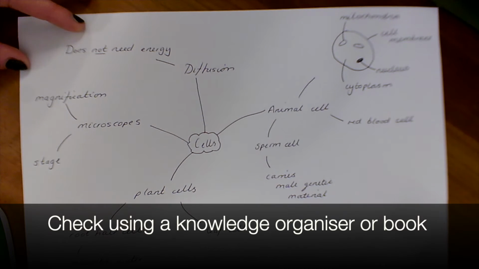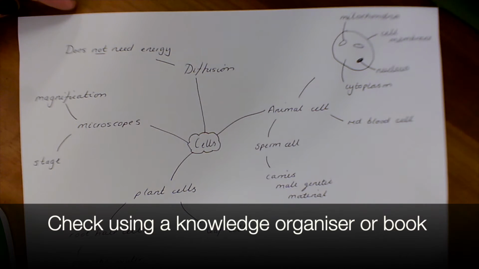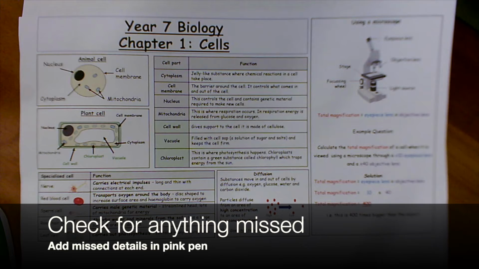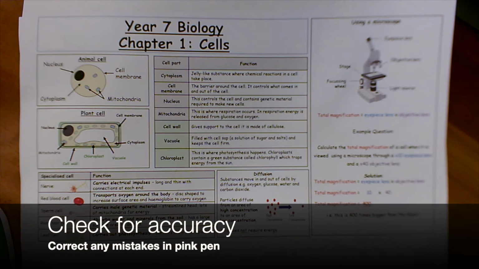Then use a knowledge organiser, a revision guide, textbook, or maybe an exercise book to check your knowledge dump. Don't assume that you've remembered everything. Check it carefully to see if there's anything you've missed, and add any missed details in pink pen. Also check for accuracy. Did you make any mistakes? Correct any mistakes that you made in pink pen.